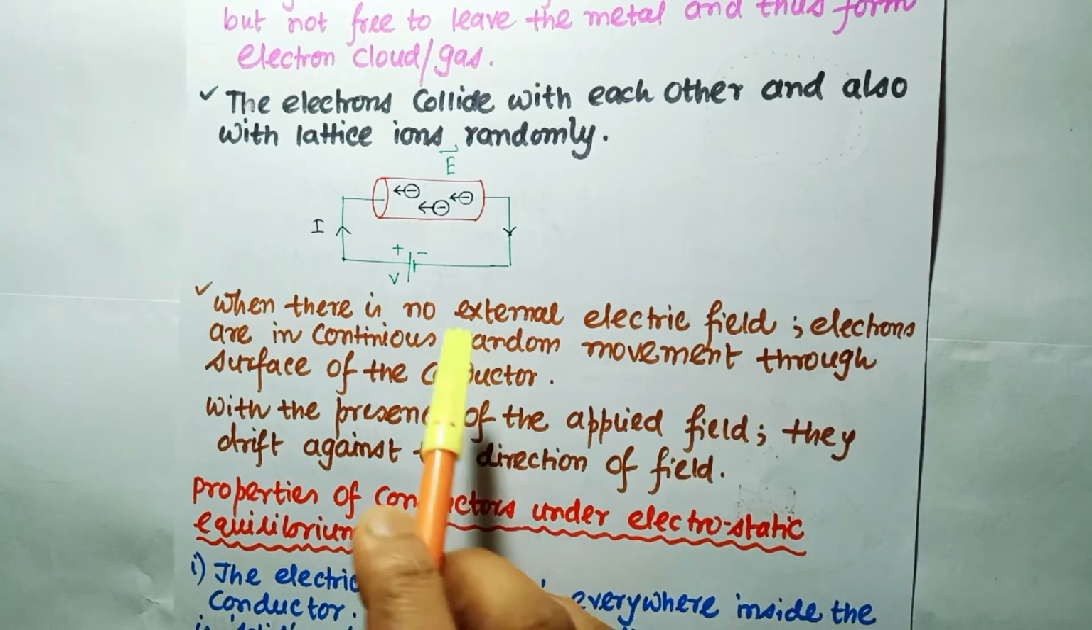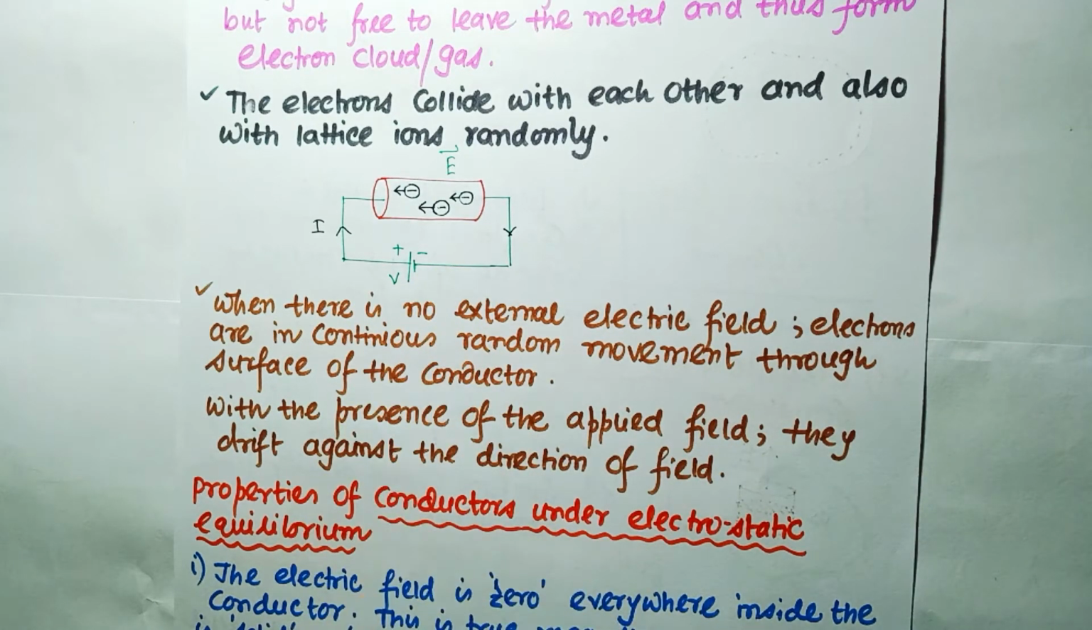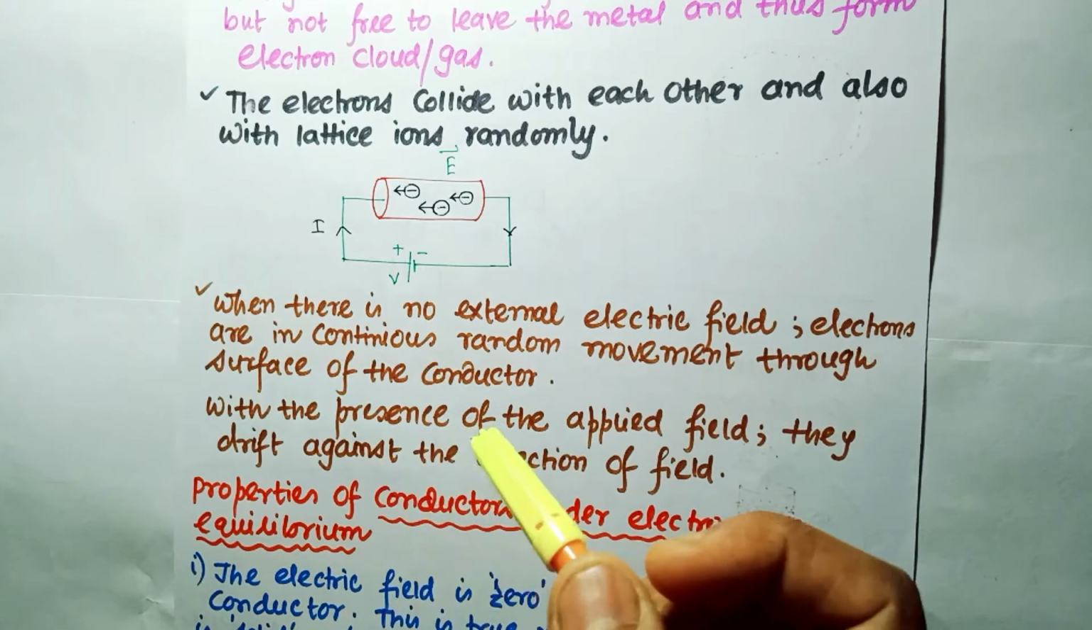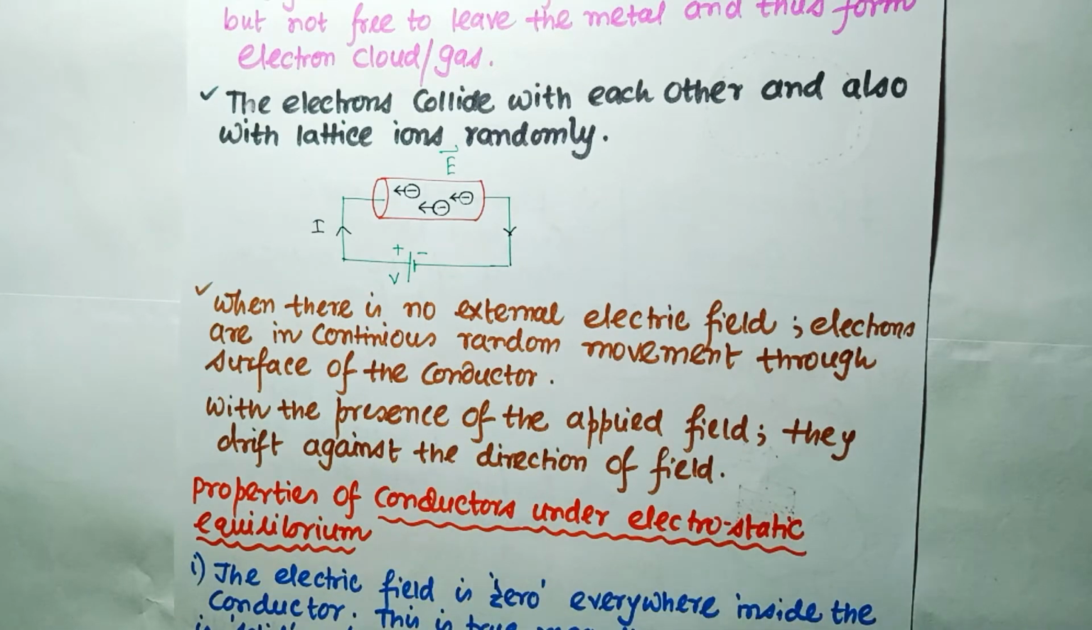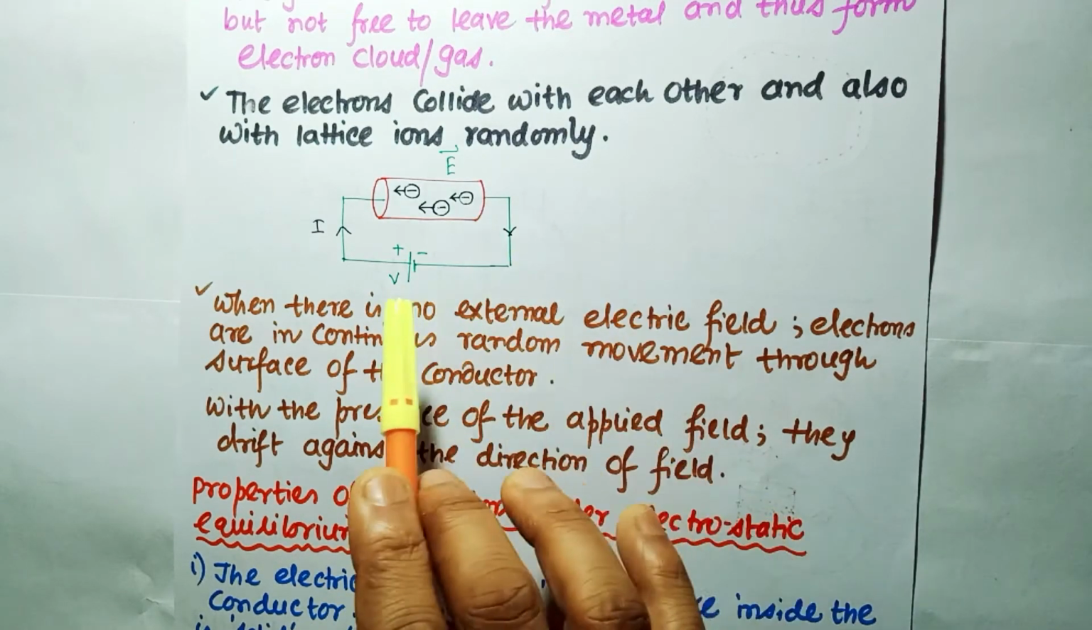When there is no external bias source, there is no net motion of the conducting electrons along any particular direction. If there is no voltage source, there is no net motion, and we can say the conductor is in electrostatic equilibrium. So the conductor carries no net current. The conductor is said to be in electrostatic equilibrium when there is no external voltage source applied to it.